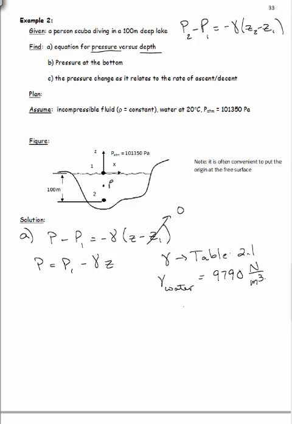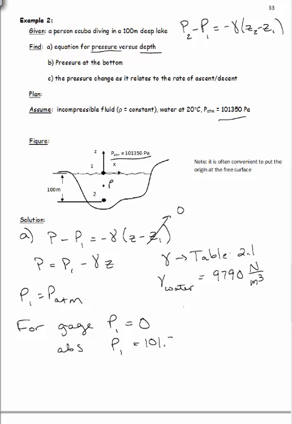P1 is going to be P atmosphere, because we're right there at the air interface for point 1. So P1 equals P atmosphere. We can either do P atmosphere equals 0 if we want to use gauge pressure, or P atmosphere is equal to 1 atmosphere, which is 101,350 pascals. So for gauge, P1 equals 0. For absolute, P1 equals 101.35 kilopascals. We can plug those two values, gamma and P1, in and get our equation.